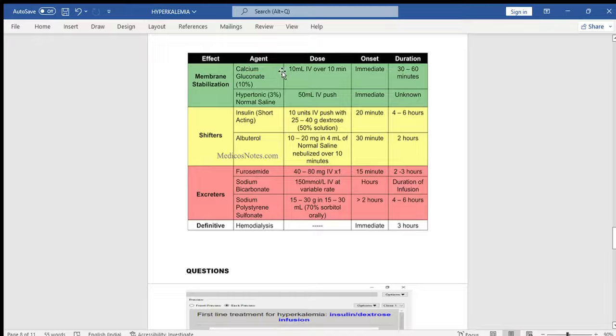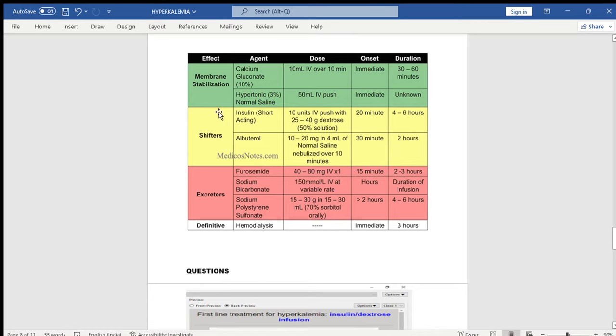10% calcium, 10 ml, 10 minutes. Insulin, 10 units given over a period of 20 minutes. Albuterol, 10 mg nebulized over 10 minutes. So 10, 10, 10, 10. Remember that. Onset of albuterol, again 30 minutes. The duration, it lasts for 2 hours.